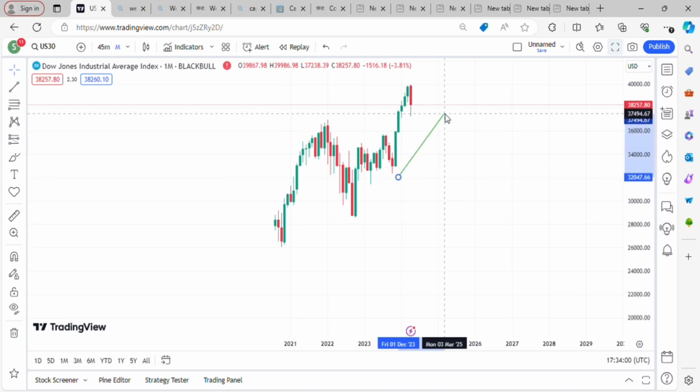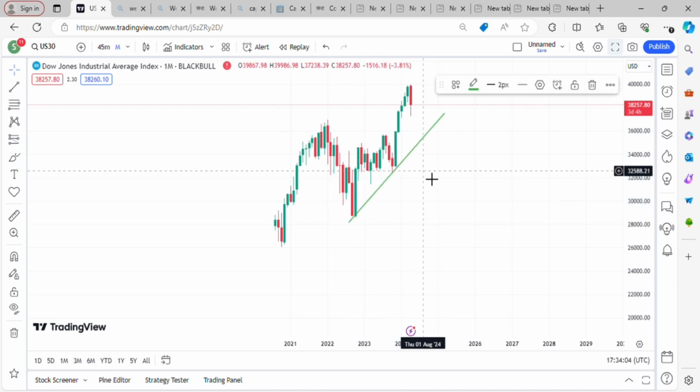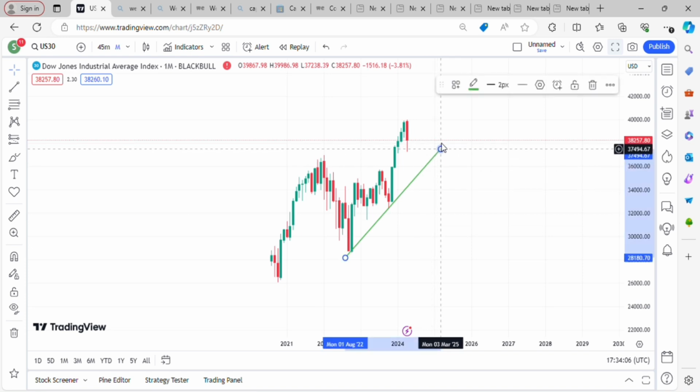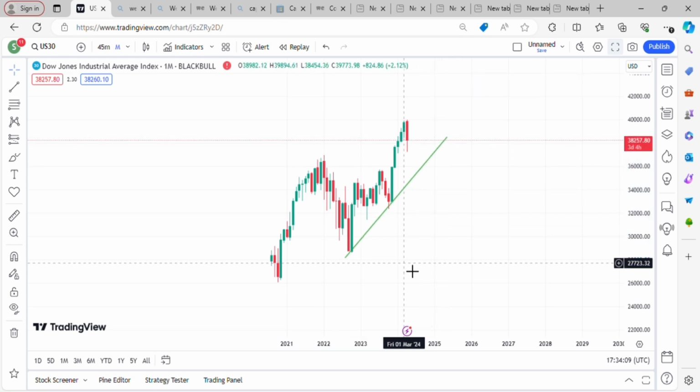So as I said, I'm on the monthly time frame, guys. I'm gonna start off by realizing that we are currently moving inside a trend, of course.